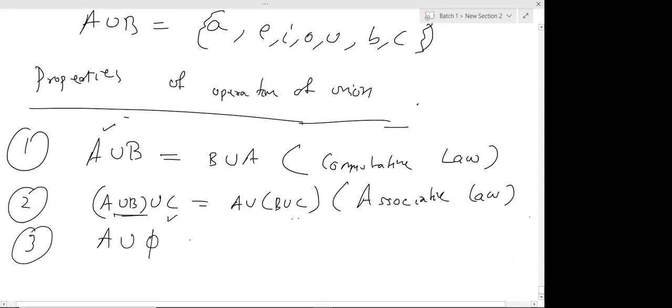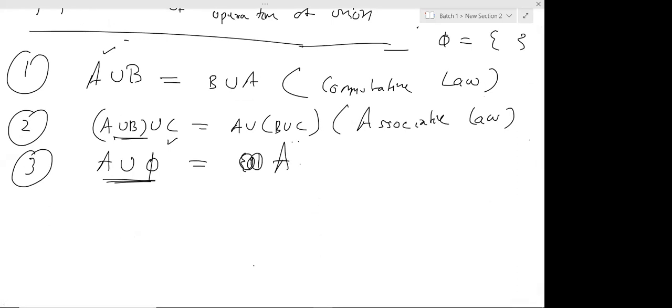A union phi. Gautam, can you tell me what is the answer of this, A union phi? Sir, phi. See, in union we put all the numbers together. So suppose A has 1, 2, and 3, and phi has no elements. If you take union, then what will you get? A union phi, what will you get? Sir, A. A, absolutely right. So the answer is A. Right? If you take union with phi, you will get the same set. All right, write it down.